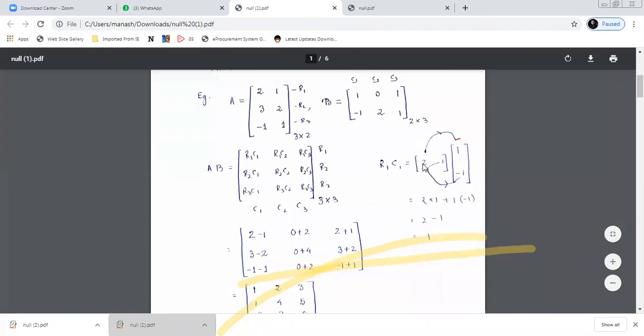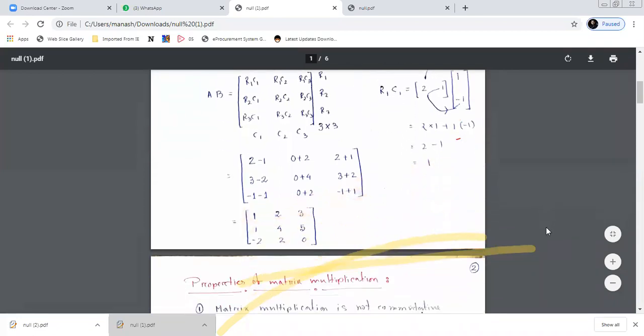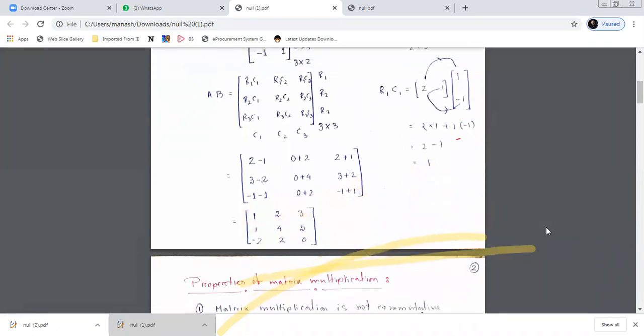Now what do we have to do? We have to multiply the corresponding elements. This is 2 into 1 plus, next corresponding element, 1 into minus 1. So what did you get? 2 into 1 is 2, 2 minus 1 is 1. In this way, we can multiply all the elements and find AB.